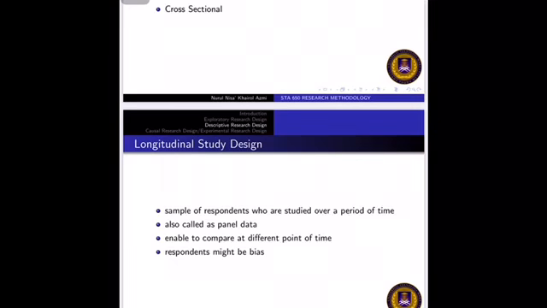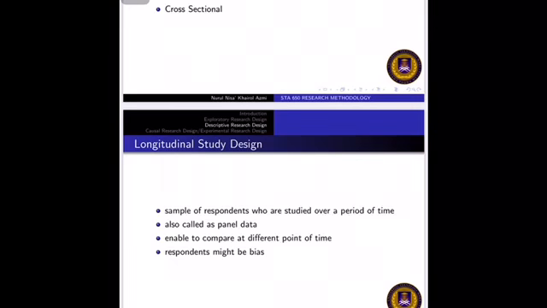Okay, and then but the problem with the longitudinal study is if the subject defects, or if suddenly the subject passes away, okay, it is considered as a missing value. Okay, and then respondents might be biased.